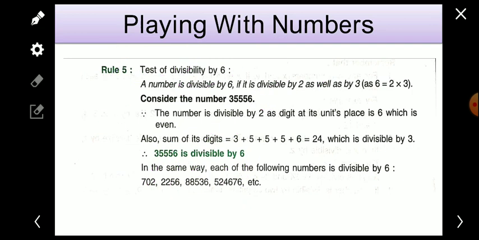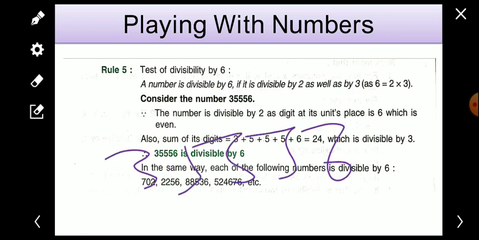So we can consider the number 35,556, let me write it. We have to check whether the number is divisible by 6 or not. So we will check the divisibility by 2 and 3. At first we'll check the divisibility by 2. So we'll look at the ones digit, and here 6 is at the ones place. We know that if any number contains 0, 2, 4, 6 or 8 at the ones place, then that number is divisible by 2. It has 6 at the ones place, so it is divisible by 2.